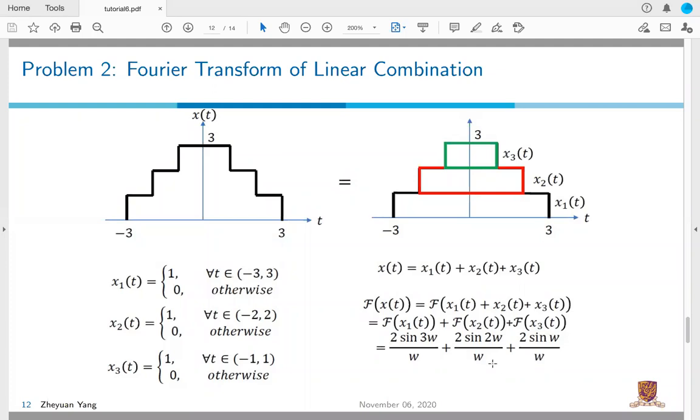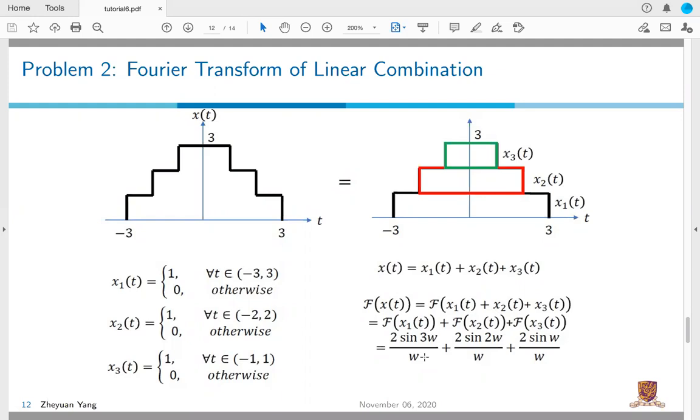And the second one, we scale it by 1/2. So like I said before, it will be equal to 2 sin(2 omega) divided by omega. Similarly, for the third part, it will be equal to 2 sin(3 omega) divided by omega. So in this problem, we use the linear property as well as the scaling property of the Fourier transform to solve it.